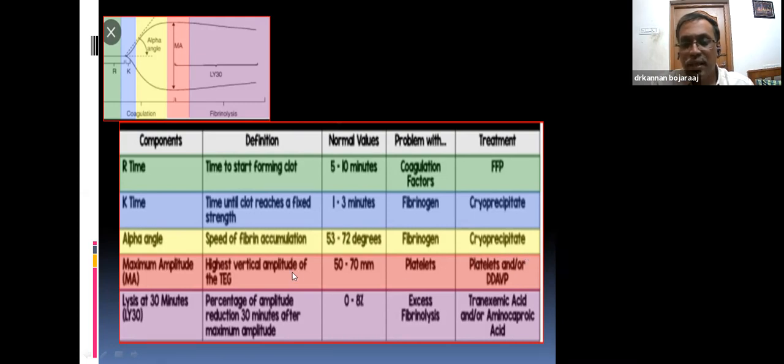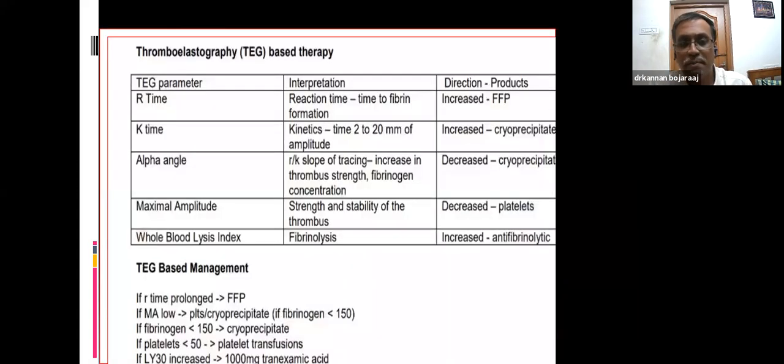If MA is fine but the clot lysis does not go down, it is excess fibrinolysis. It is so lengthy that you have to give an anti-fibrinolytic agent, that is tranexamic acid. So this is the way we have to assess the real-time global assessment of the coagulation cascade. That is why the TEG is more useful in intraoperative management of coagulation system failure.